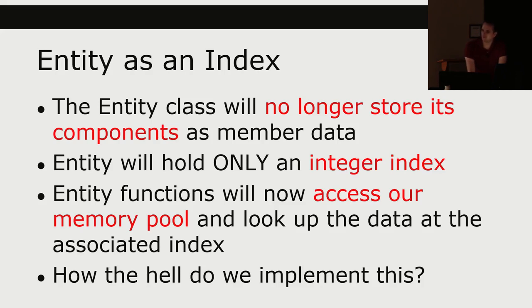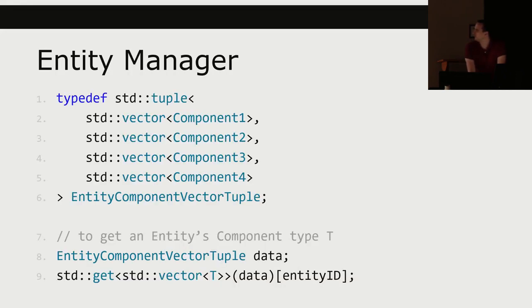How do we implement that? Luckily, in C++, it's pretty easy, because I can have a tuple. Instead of a tuple of components, which we now have inside the entity, we can have a tuple of vectors of components.